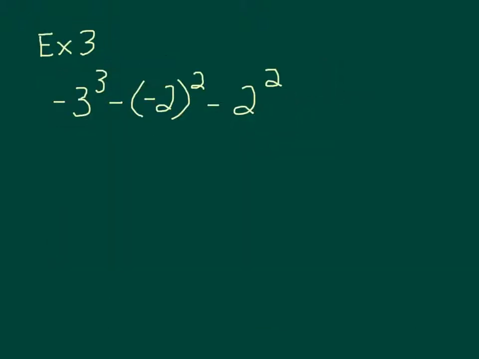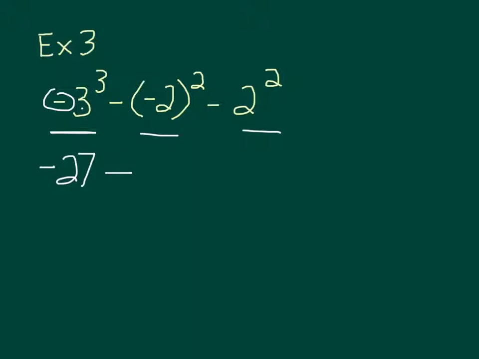All right, in example 3, now we've got a combination of example 1 and example 2. So the first one, I want to know what the opposite of 3 cubed is. Cube 3, take the opposite of it. Minus whatever (-2) squared is, minus 2 squared. All right, so in the first part of this expression, I'm going to take 3 and I'm going to cube it. So 3 times 3 times 3 is 27. Now take the opposite of 27, that's negative 27.